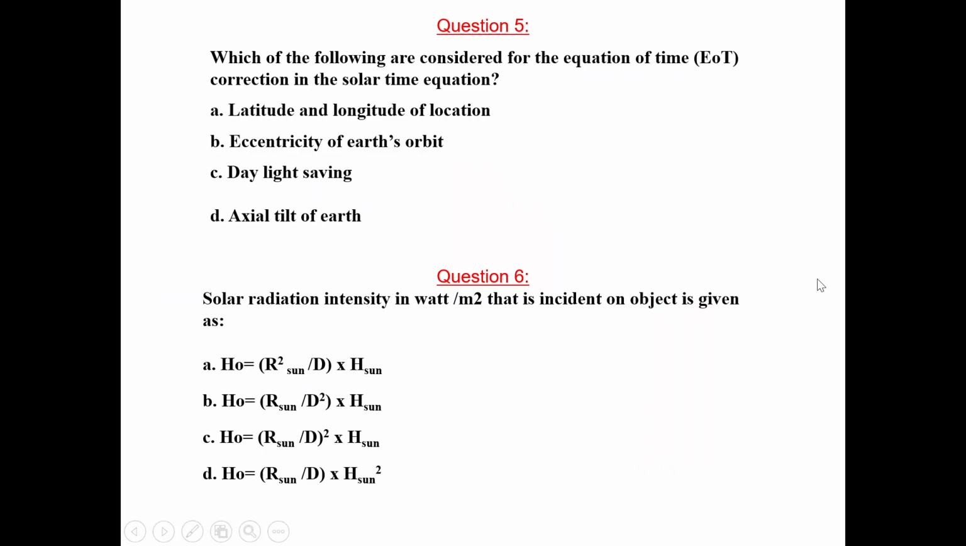Question number 6 is saying the solar radiation intensity in watt per meter square that is incident on an object is given as. The options are: A, H naught equals R sun square over D cross H sun. B, H naught equals R sun over D square cross H sun. C, H naught equals R sun over D whole square cross H sun. And D, H naught equals R sun over D cross H sun square. You have 2 minutes to tell the answer. It's option C, sir. C. Okay.